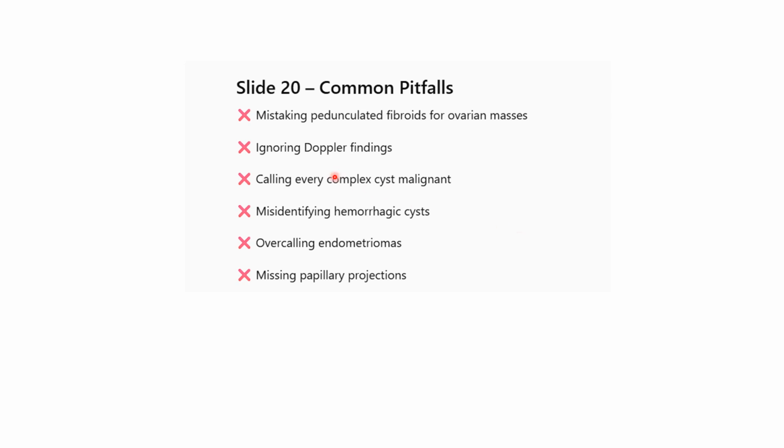So now, what are the common pitfalls when you are classifying gynecological lesions on ultrasound? Mistaking peduncular fibroids for ovarian masses, ignoring Doppler findings, calling every complex cystic mass malignant, misidentifying hemorrhagic cyst, overcalling endometriomas, missing papillary projections. These are the common pitfalls. They are almost the same as the ones I was discussing on IOTA classifications.